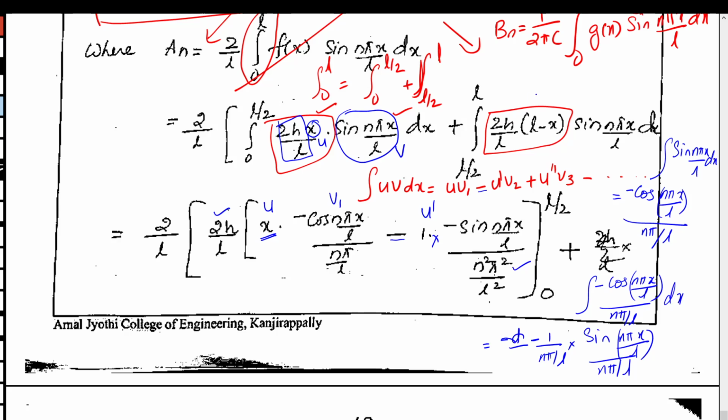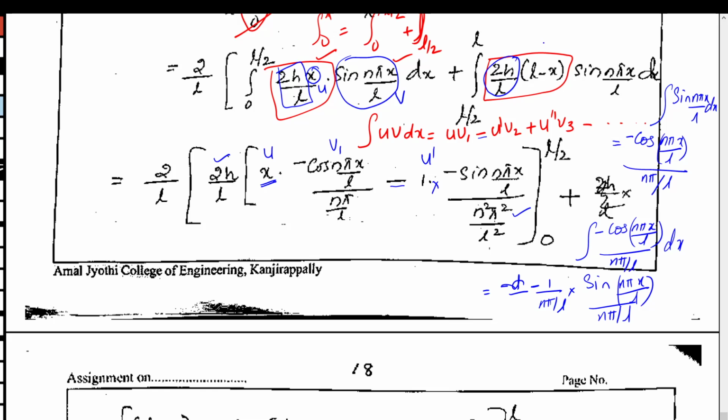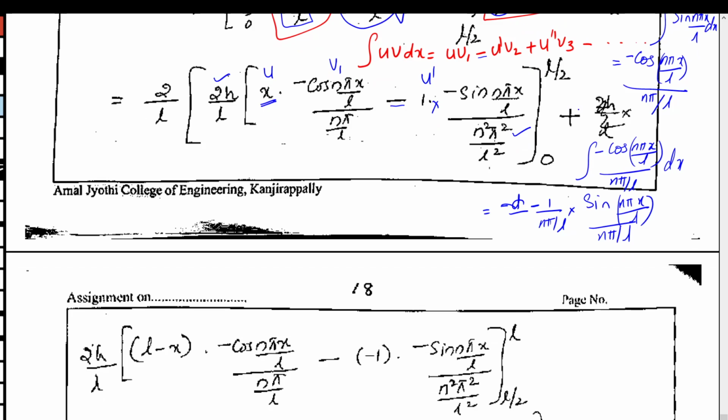Now let us evaluate the second integral. To evaluate the second integral, 2h by L is a constant that can be taken outside. Then L minus x is the first function. Let us call it u, and sin n pi x by L is v. Then apply the UV rule.